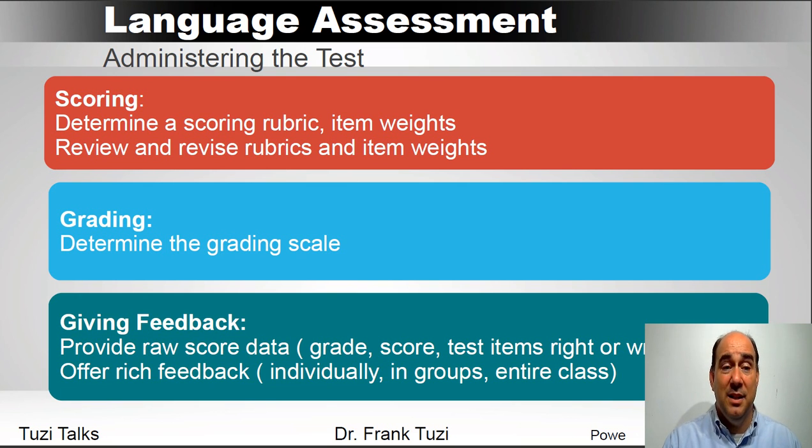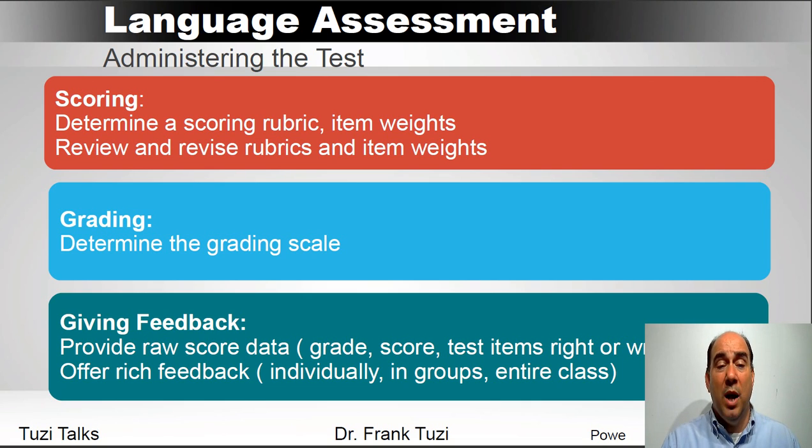Lastly, for administering the test, we're going to look at scoring, grading, and giving feedback. Now, obviously, before you give the test, you need to determine a scoring rubric. You need to weight the items if you're going to weigh any of them. Question number 15 is worth double what all the other ones are, for example. So you need to decide that ahead of time. This is more important, so it gets a greater weight.